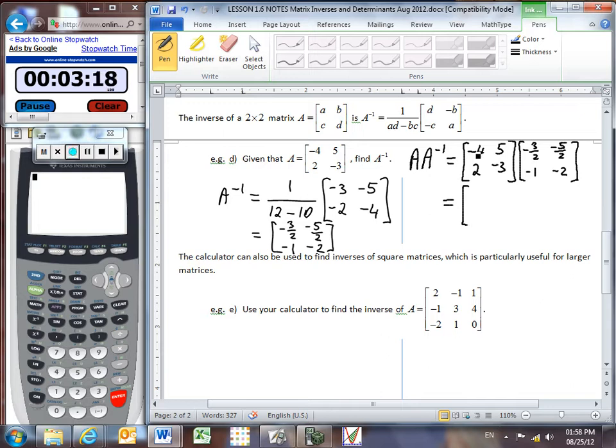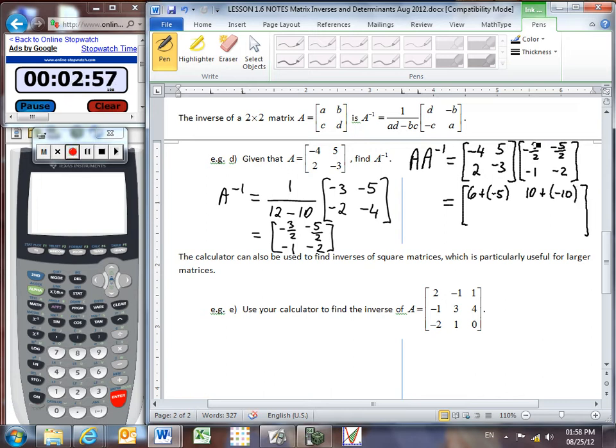So negative 4 times negative 3 over 2 gives me positive 6. And plus 5 times negative 1 is plus negative 5. First row times second column, negative 4 times negative 5 over 2 gives 10. 5 times negative 2 gives me negative 10.